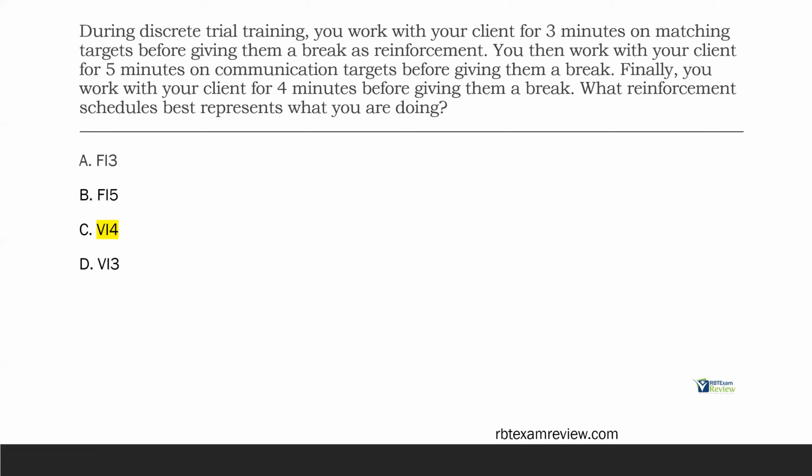Fixed interval, the time doesn't change. Variable interval, the time changes. Think about that for a second and understand on a fundamental level how this question works. You're taking all the different reinforcement times, 3 minutes, 5 minutes, 4 minutes, adding them up, getting the average, and that is your variable interval schedule. So the 4 in this represents minutes, right?